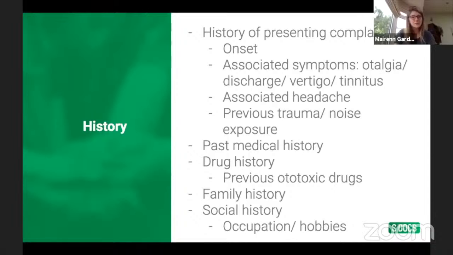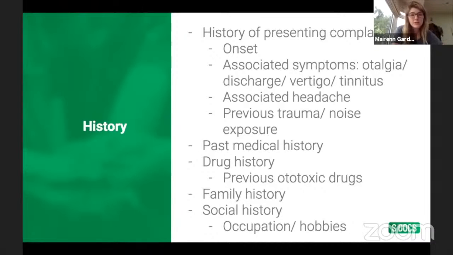Patients might have other symptoms which might give away the diagnosis. They might have otalgia, so earache, any discharge, whether they're having any vertigo, so rotatory dizziness, or tinnitus. Also whether there's any associated headache with them. And on discussion with the patient, try and assess whether they've had any previous trauma or noise exposure that they can think of that may have contributed to their hearing loss.